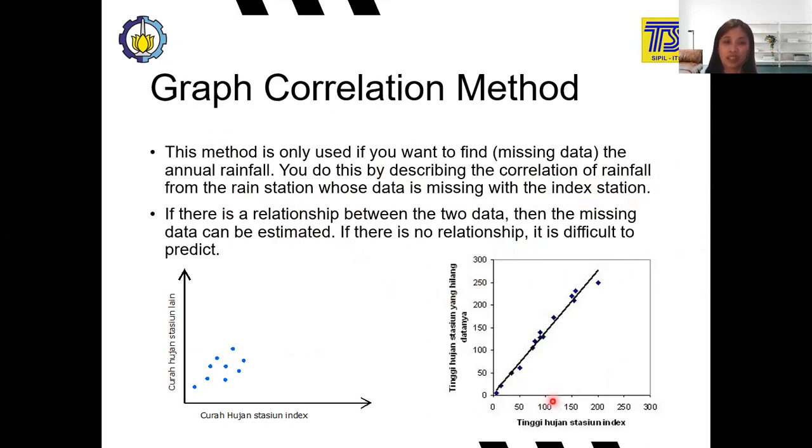Here is an example of the graph correlation method. If there is correlation, usually we can make the line from the data. But if there's no correlation, like we see in the graph on the left, the data is not really related. So we cannot use this graph correlation method.